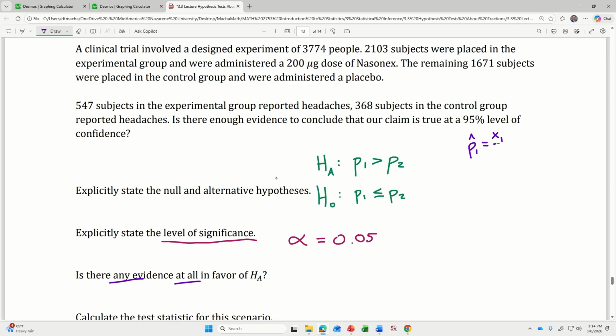That would be x1 over n1, which is going to be of the Nasonex group. 547 divided by 2,103. And P2 hat is going to be the number of headaches in group 2 divided by the sample size of group 2, which is 368 divided by 1,671.